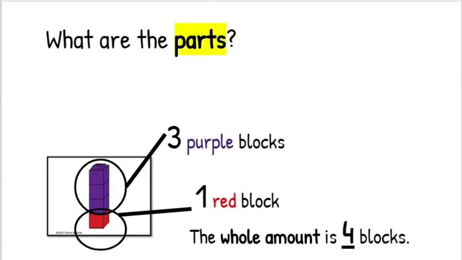Here's an example of how a whole amount can be looked at as parts. We have three purple blocks and one red block to make up the whole stack of blocks, which are 4 in all.